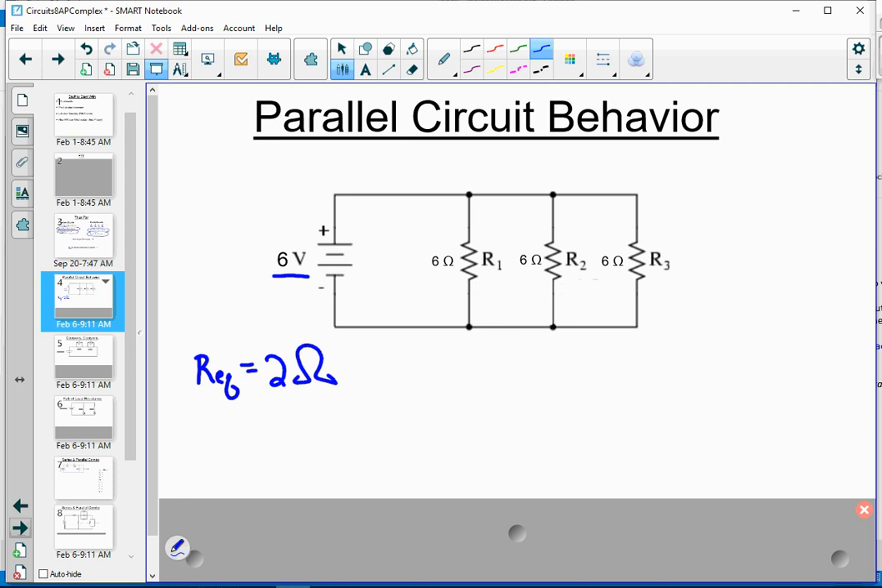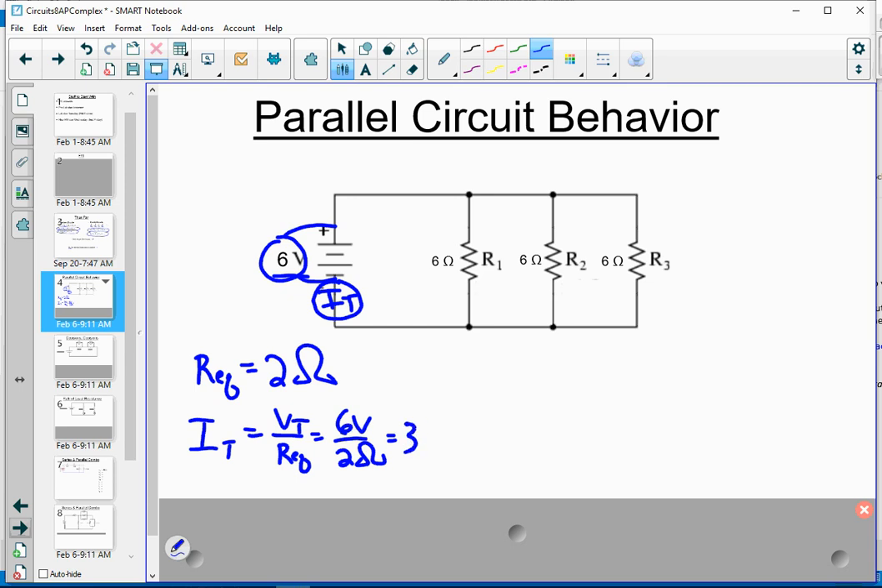Now, if we want to find the total current that leaves the battery, that would be the reading on that ammeter right there. Remember, ammeters are inserted in the circuit, whereas voltmeters are connected across items in a circuit. So the total current flowing in the circuit will be V total over the equivalent resistance, or 6 volts divided by 2 ohms. That would give us a total current flowing of 3 amps. So this reading right here would be 3 amps. Those 3 amps are heading out into the circuit.